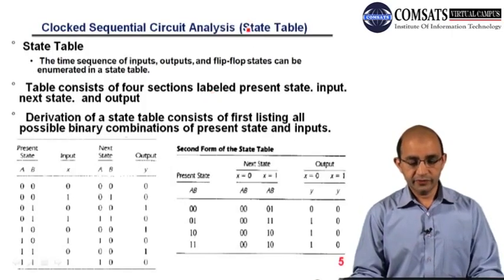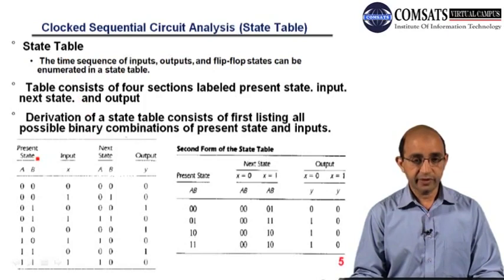As we know, we can have a clocked sequential circuit. In order to analyze such clocked circuits, here we have mentioned a state table. You can see the columns within the state table: we have the present state and the input, and then the next state and the output. So this is the state table regarding the clocked sequential circuit.